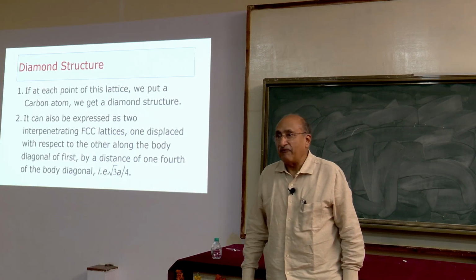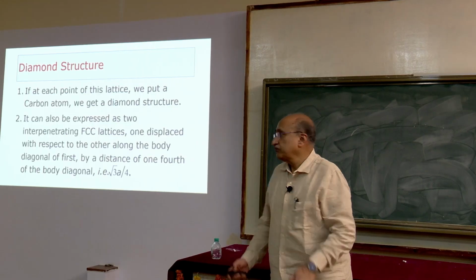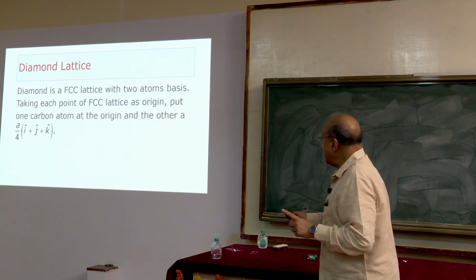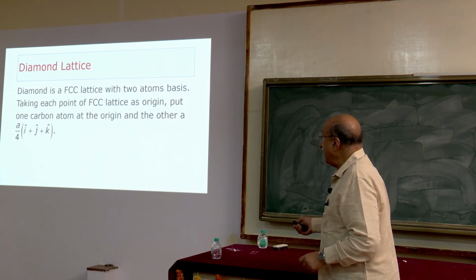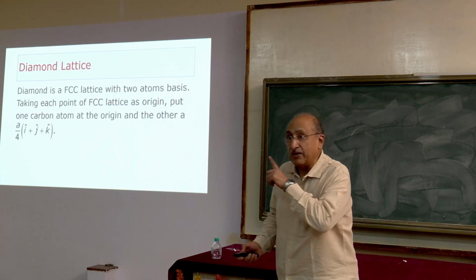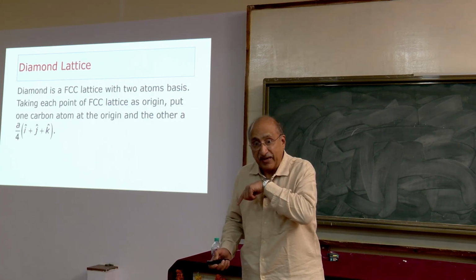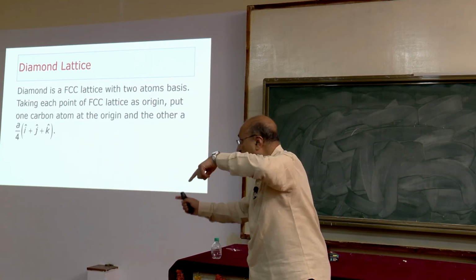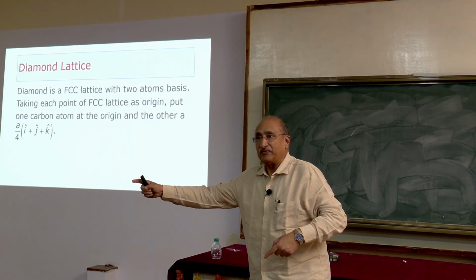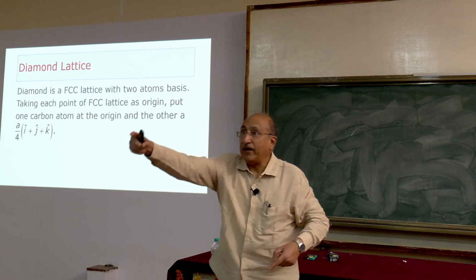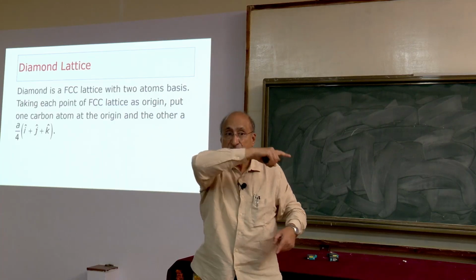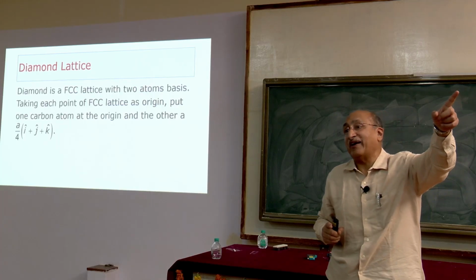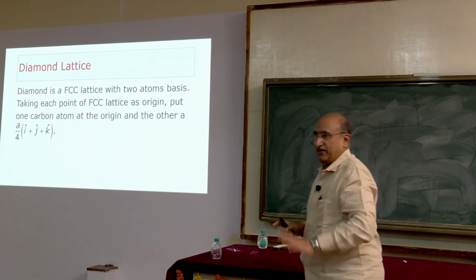But I am more interested in the language of lattice and basis. Diamond is an FCC lattice with a 2-atom basis. At each point, you put one carbon atom at the origin, and another at A by 4 (i plus j plus k). Had it been A by 2 (i plus j plus k), it would have become BCC. Alright? It's A by 4. So you take one particular point, go A by 4, and put a point there. Similarly, from that point, go A by 4 and put another point. Take every point of the face-centered cubic, put one point there and another at a distance of 1/4 of the body diagonal. You will generate the diamond structure.